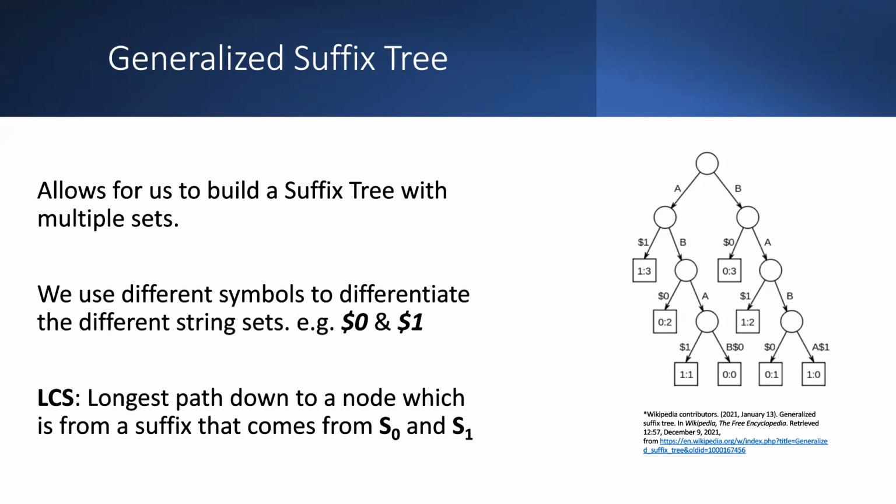The way we do this is we have to keep track of which suffixes belong to which set. We can do that by attaching different symbols. In this example, $0 and $1, as you can see to the right, give us references to where each suffix belongs, as well as the starting and end position of the characters themselves. And the longest common substring is the longest path down to a node which is from a suffix that comes from both S0 and S1 for this particular problem.